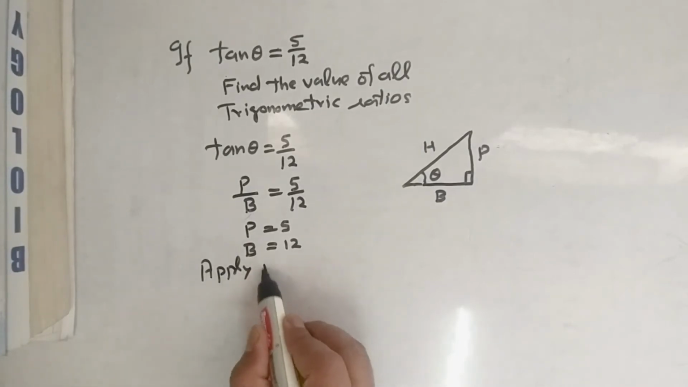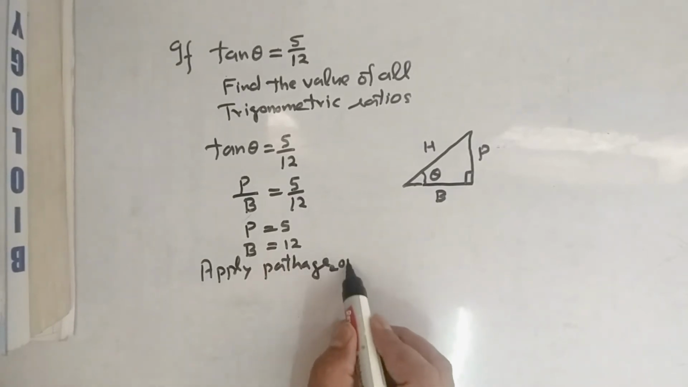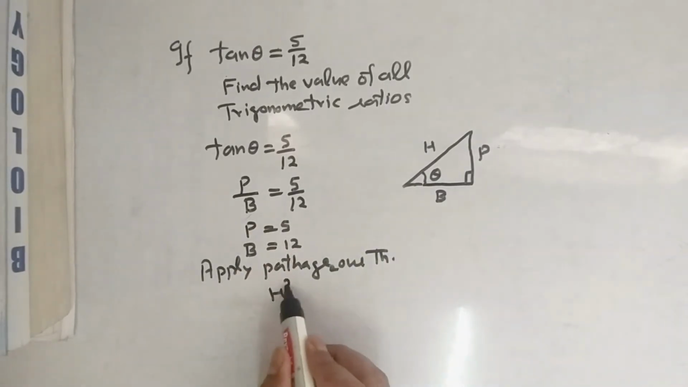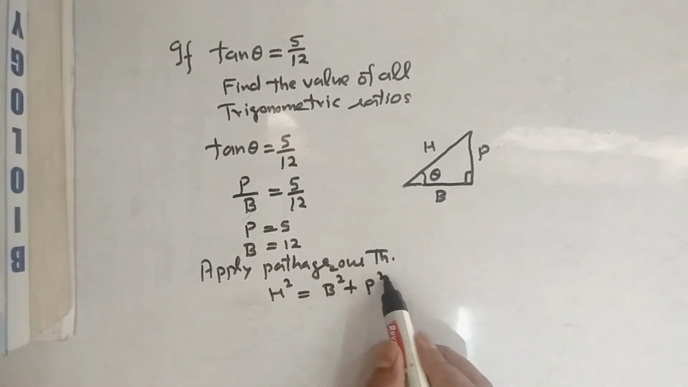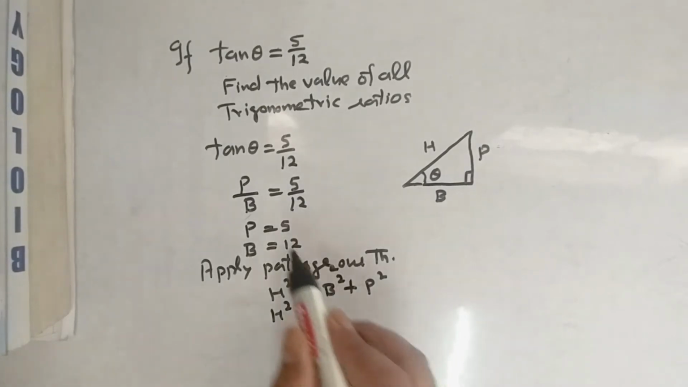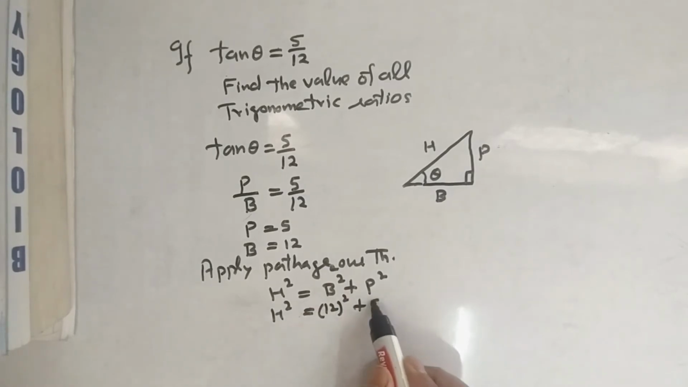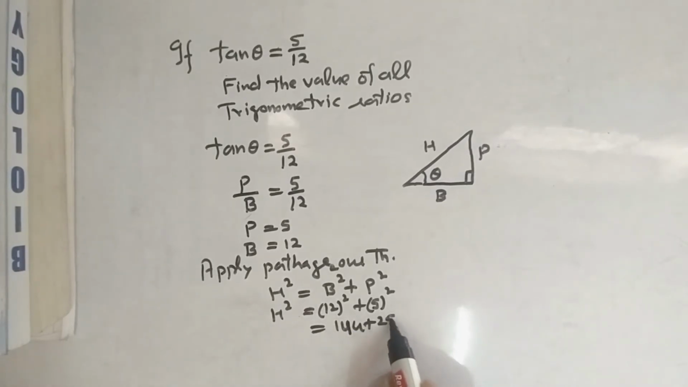So what is the Pythagoras theorem? Hypotenuse square is equal to base square plus perpendicular square. So children, here this is hypotenuse square, base is 12 square and perpendicular is 5 square. If you simplify it, you get 144 plus 25. You simplify it further, you get 169.